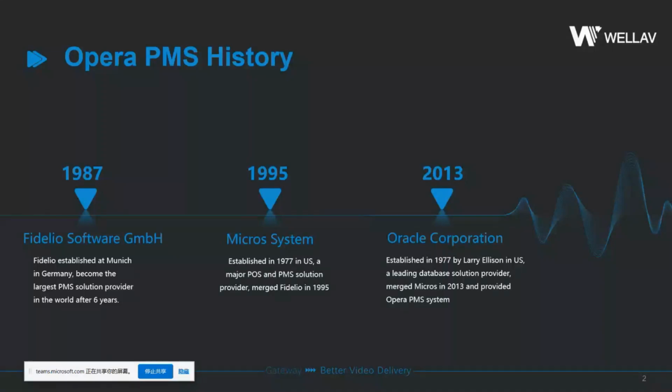On the market, Opera PMS currently has a very wide coverage in 4-star and 5-star hotels, at least more than 60% of hospitality applications. That's the reason why we recently completed the integration between our IPTV and Opera PMS.